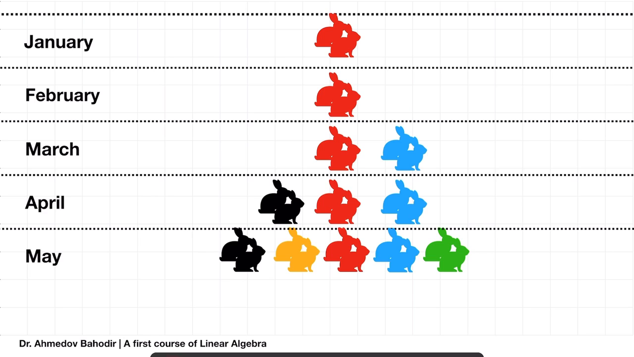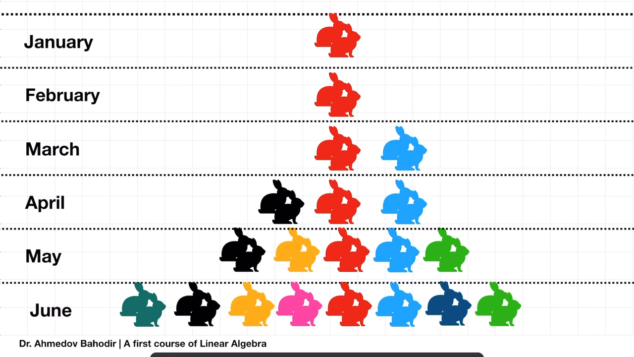If you go one more month later, he is still going to have five pairs of rabbits. In that case, three of the pairs are going to be mature, essentially the black one, the red one, and the blue one. And they are going to give birth to newborn rabbits. In June, he's going to have simply eight pairs of rabbits.